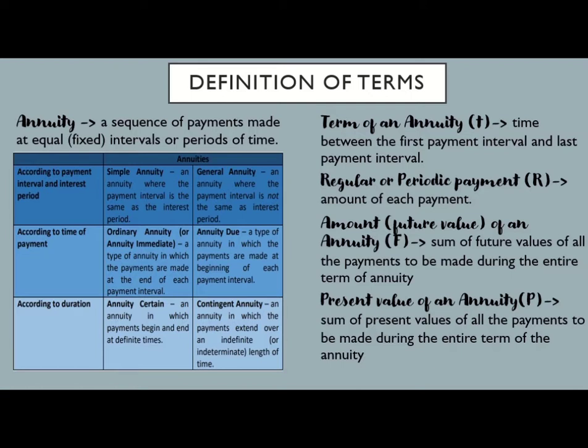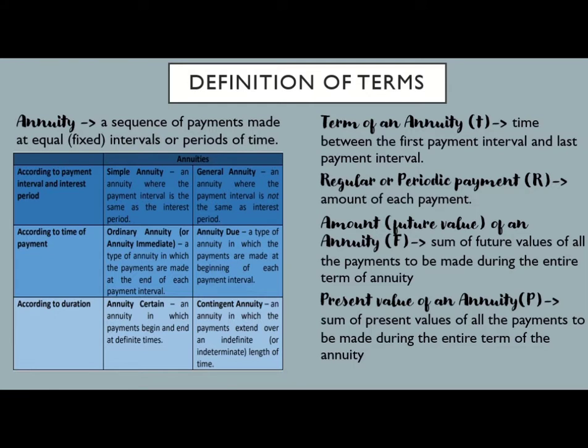So ito yung may regular kang hinuhulugan, halimbawa renta mo sa bahay, o kaya naman yung may kinuha kang appliances or gadgets na hinuhulugan mo siya, for example, every month or every year. Then we have different types of annuities.